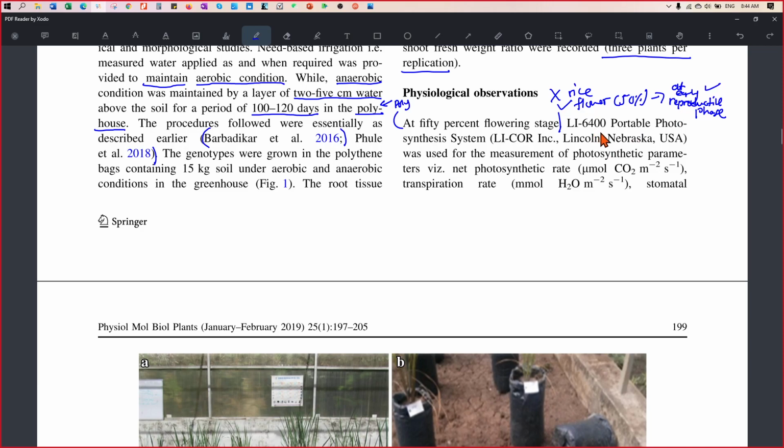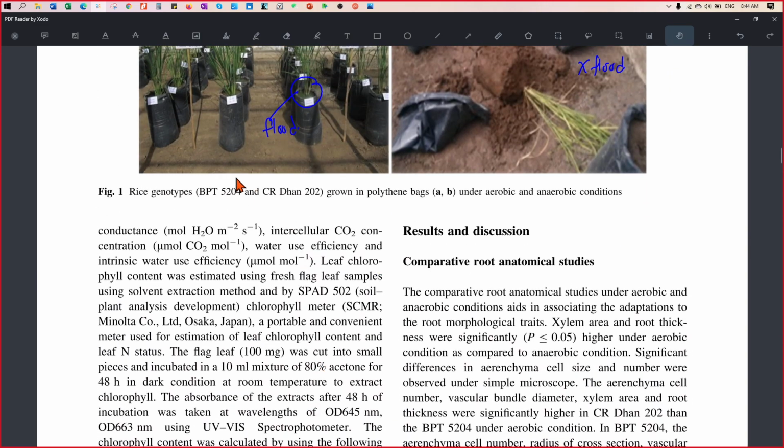Okay, what equipment did they use? So they use this portable photosynthesis system from Lincoln, Nebraska, USA. So this is a very common photosynthesis machine. So what did they measure? They measured net photosynthesis rate. So this is the unit, transpiration rate, and also the stomatal conductance. Okay, intercellular CO2 concentration, and water use efficiency and intrinsic water use efficiency.